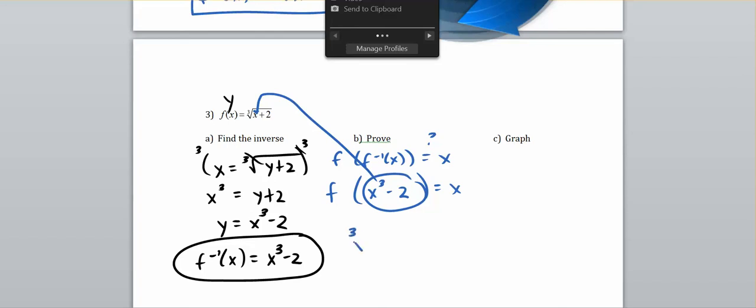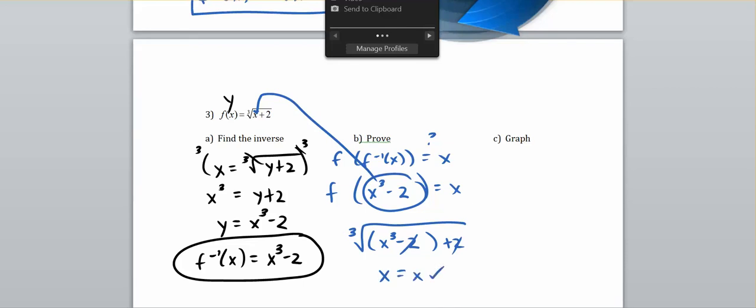So I'm going to say cube root. Instead of an x, I now have x cubed minus 2. In my original problem, I still had a plus 2. If you look closely, those will cancel right away, and the cube root of x cubed is x, so those indeed are inverses of one another.